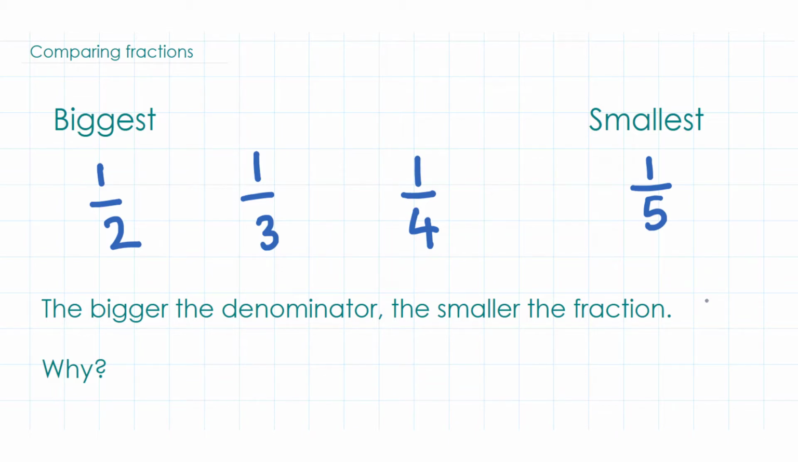Now the next question we always like to ask in maths is, why is that the case? Think about those cakes and splitting them up, slicing them up into equal parts. What does the denominator tell you? It tells you how many equal parts you've split the whole up into. So the bigger the denominator, we're splitting the whole into more equal parts. So more slices of the cake means each slice is smaller. Really hope that makes sense. Now remember, this is when the numerators are the same. That's important.